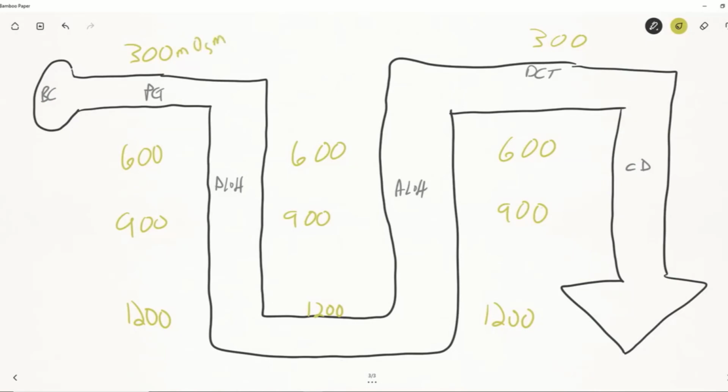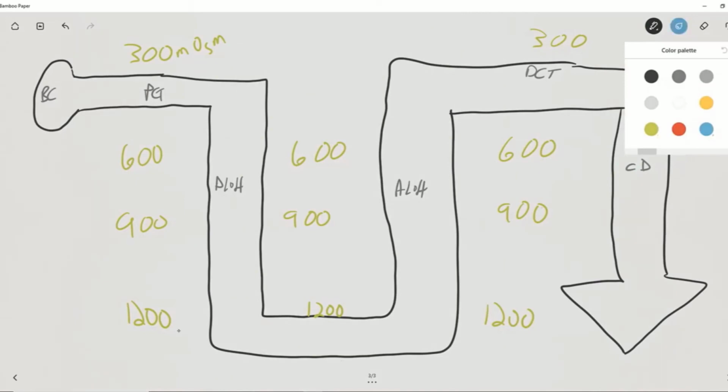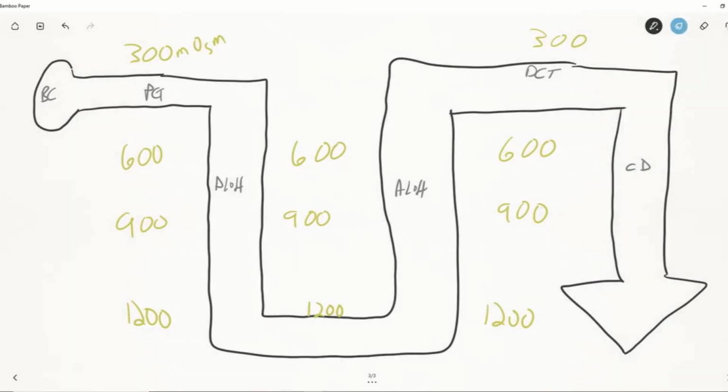Milliosmoles. So 300 milliosmoles up in the cortex, 1200 milliosmoles at its deepest point. So the higher the number, the greater the osmolarity, or the greater the concentration of the interstitium. Now, for reference, in the adequately hydrated person, so in the average healthy adult male, the osmolarity of blood plasma is also 300 milliosmoles. So with all of the electrolytes and everything that's in blood plasma, we get an osmolarity of about 300 milliosmoles.